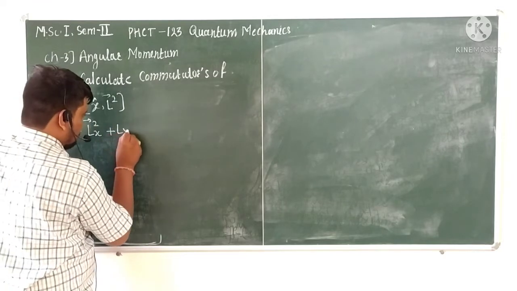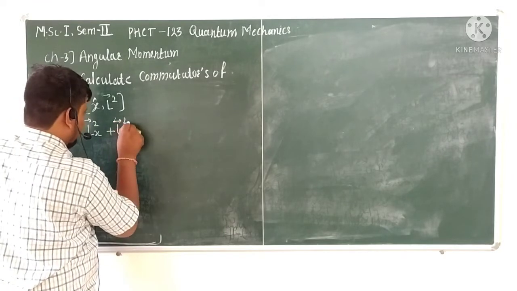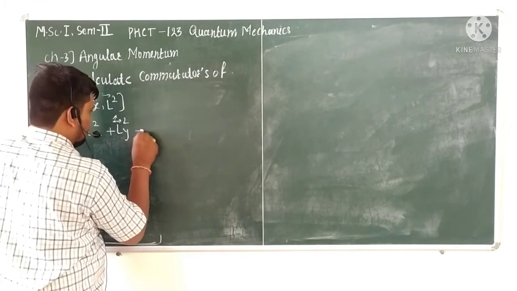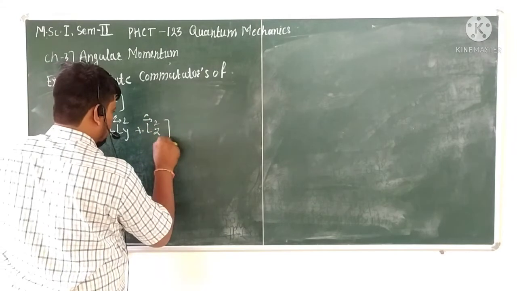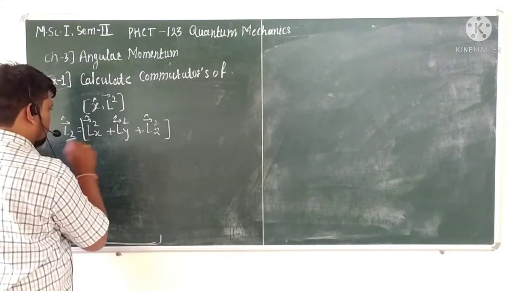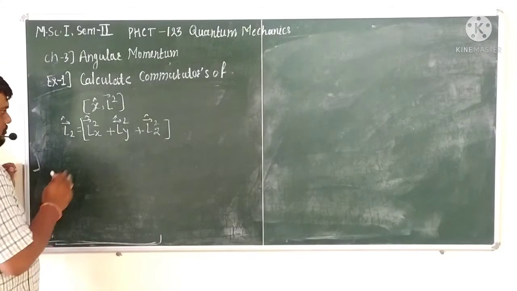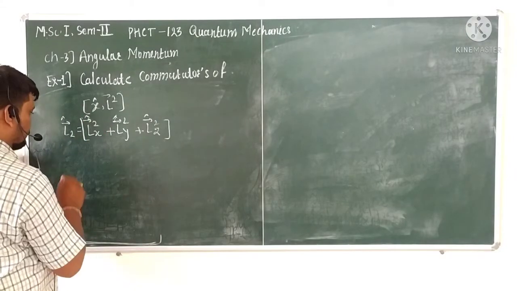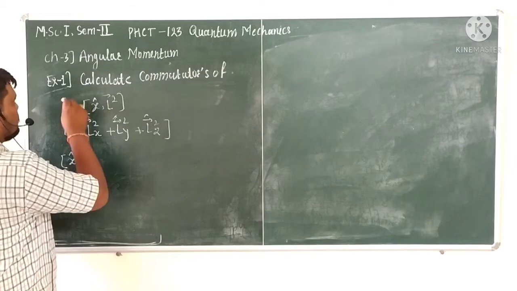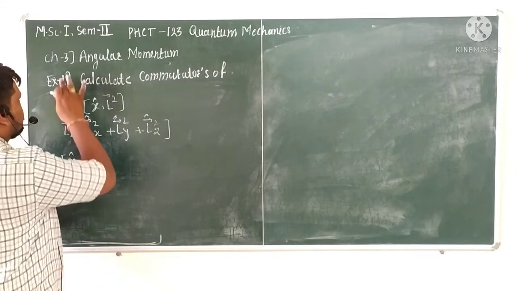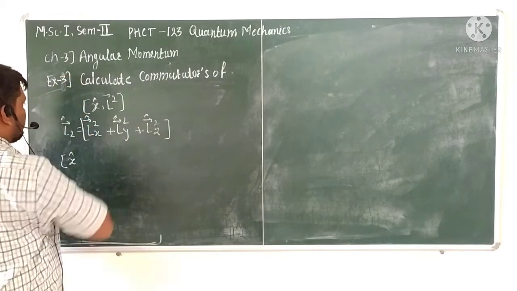plus Ly square plus Lz square. Okay, and if you put this value in this commutator bracket, this is written in terms of, okay, so this is the example number three.